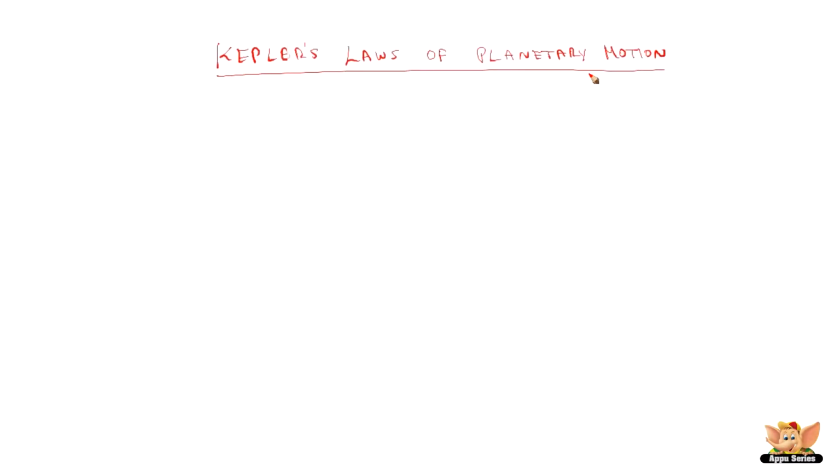Kepler's laws of planetary motion. So we know that a great German mathematician and astronomer, Johannes Kepler, established the laws on planetary motion, hence it is named after him, Kepler's laws.